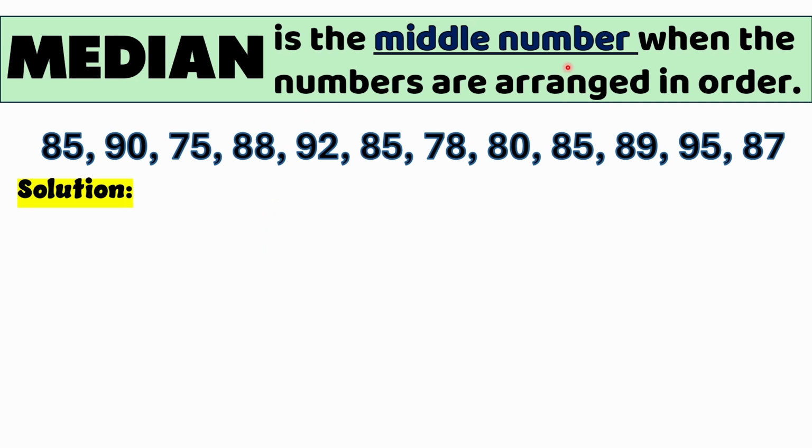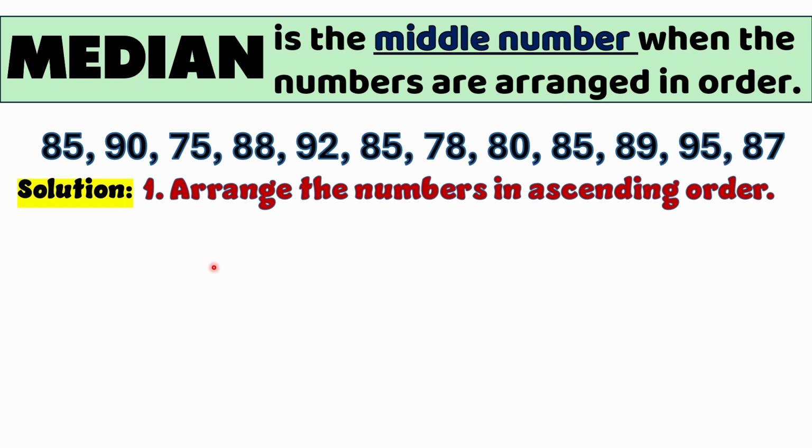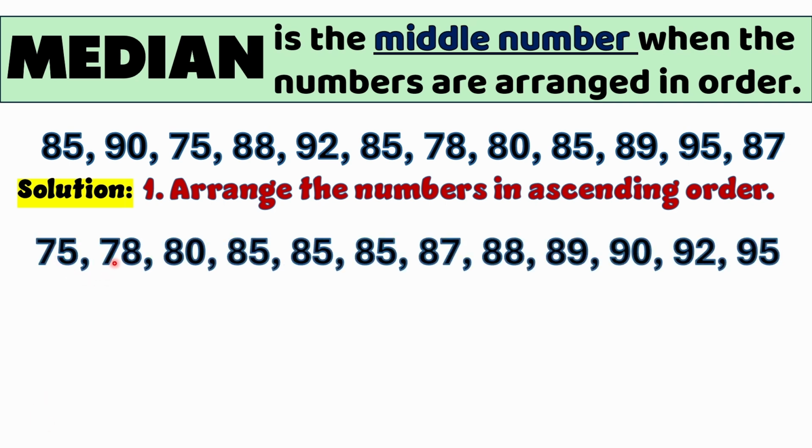And now let's have the median. Median is the middle number when the numbers are arranged in order. Okay, in this example, we have the solution. First is to arrange the numbers in ascending order. Therefore, we have 75, 78, 80, 85, 85, 85, 87, 88, 89, 90, 92, 95.